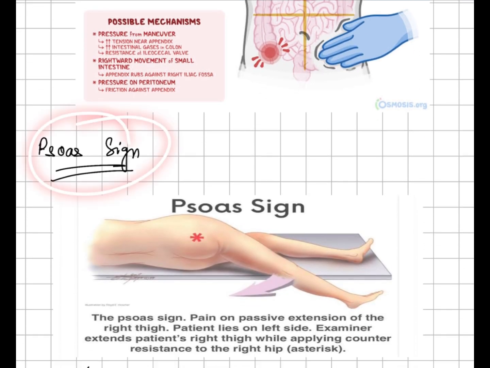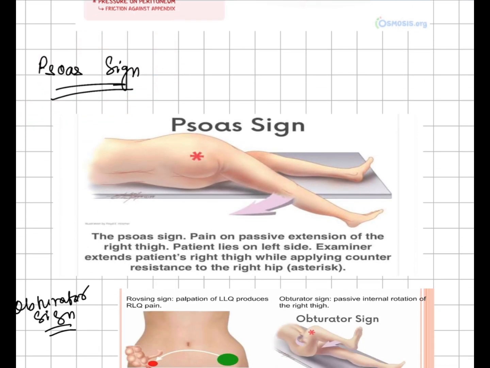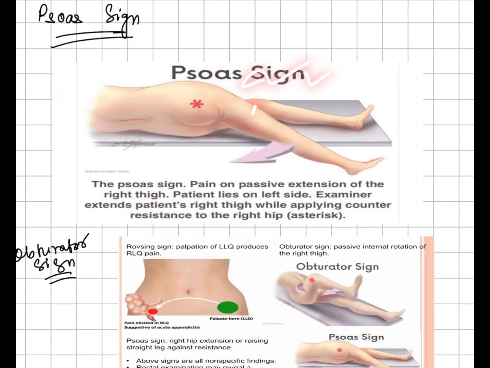Psoas sign. What is the psoas sign? This is the psoas sign: pain on passive extension of the right thigh. When you passively extend the right thigh while the patient lies on the left side, you can see this position. The examiner extends the patient's right thigh while applying counter resistance on the right hip. If there is pain, then this is the psoas sign.